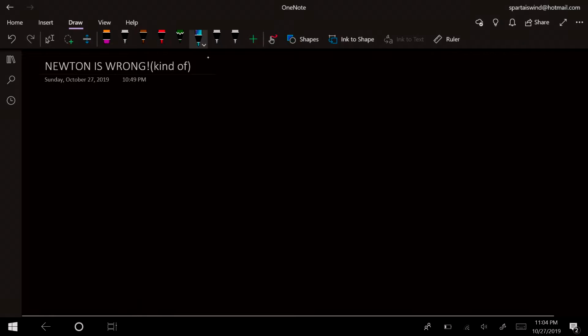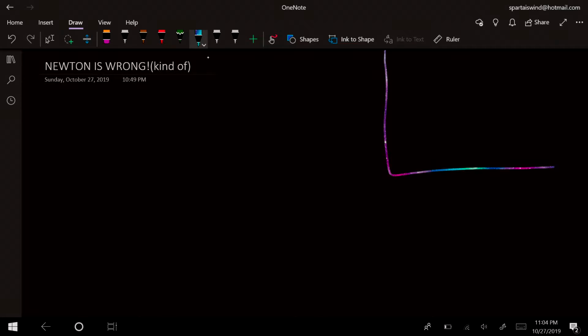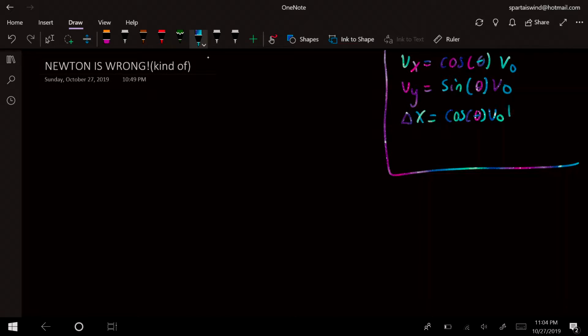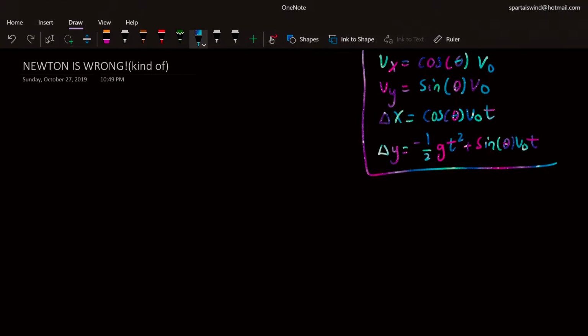Let's write them in a weird rainbow color, why not? We established that vx is equal to cosine theta v0, vy is sine theta v0. We also established that delta x is equal to cosine theta v0 t, and delta y is equal to minus half gt squared plus sine theta v0 t, right? We've established these equations. Now, how do we get the rest of the equations?